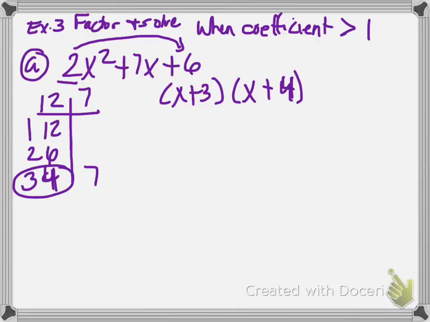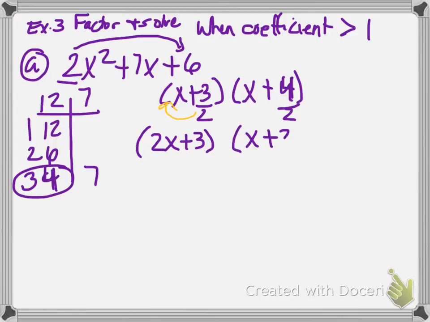Whatever we did at the beginning, we have to undo. So what was the first step that we did? Multiply by 2. So what is the opposite of multiplication by 2? Divide by 2. So we look at both of these, and can 3 be divided by 2? No. If it cannot, it goes to the front. So this becomes 2x plus 3. Can 4 be divided by 2? Yes. What is it? A 2.